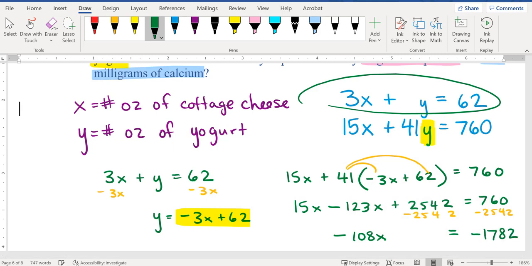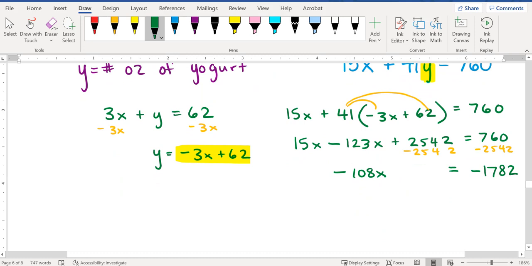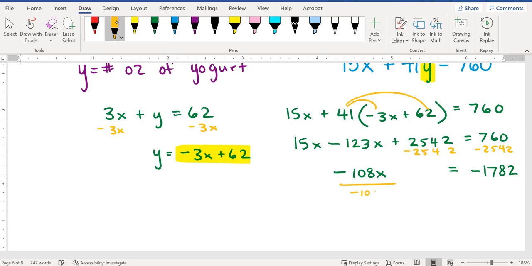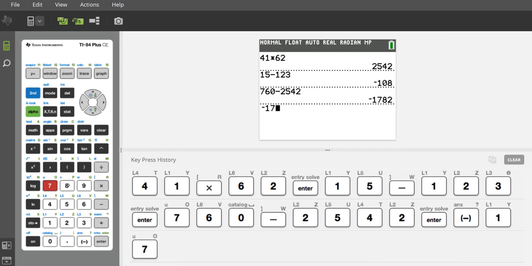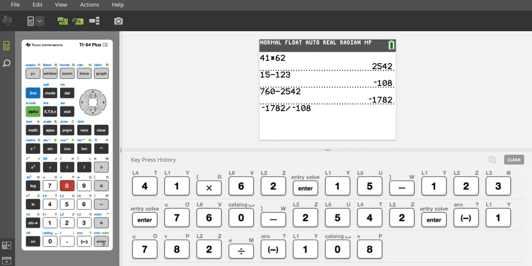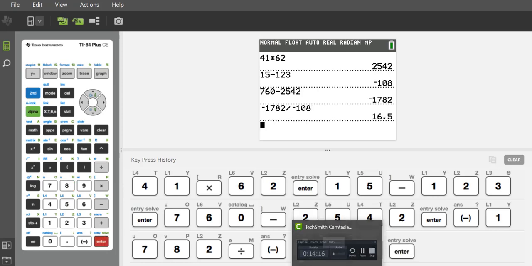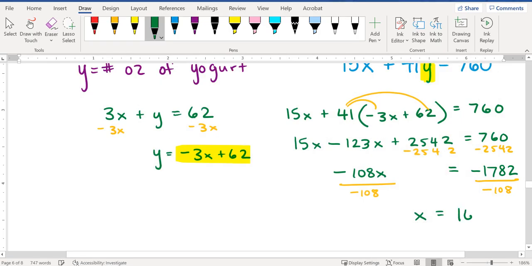All right, I'm almost there for the x's. Negative 108x equals negative 1782. Divide both sides by negative 108. So x will equal negative 1782 divided by negative 108. I get 16.5.